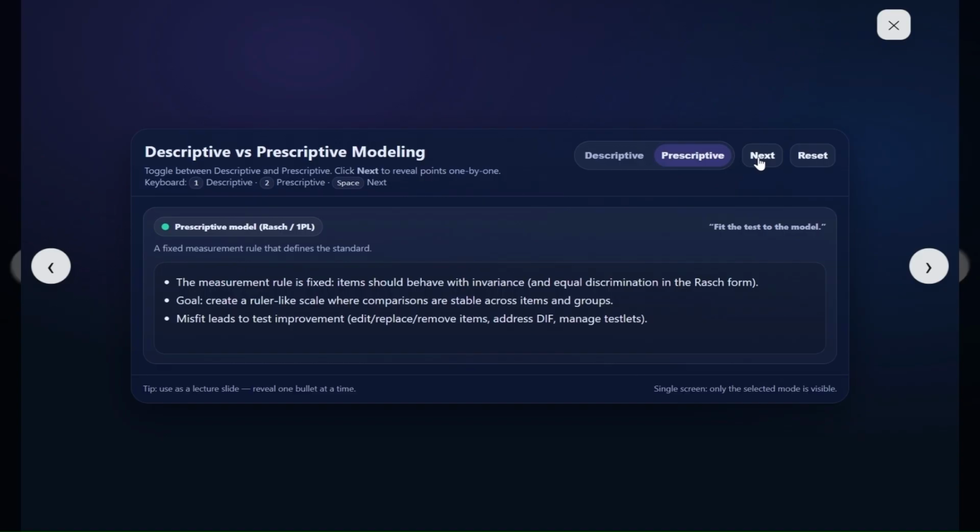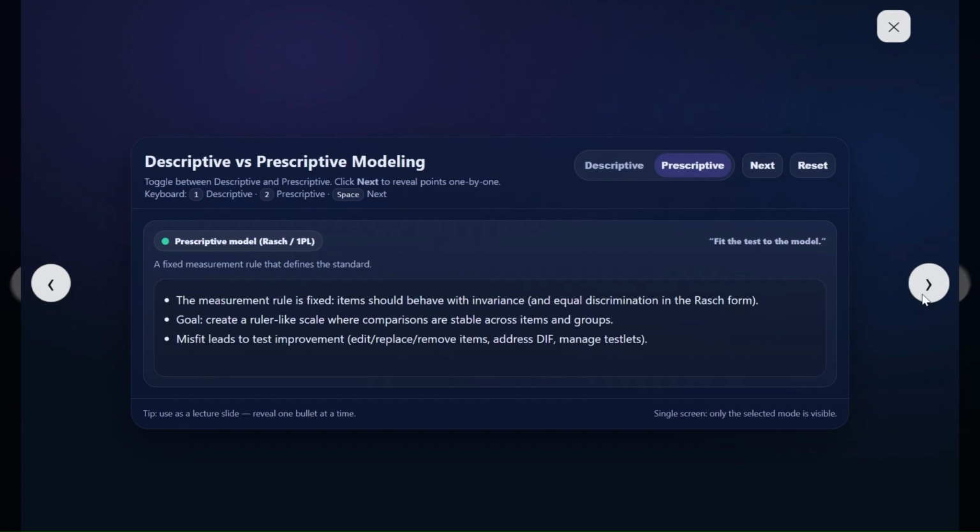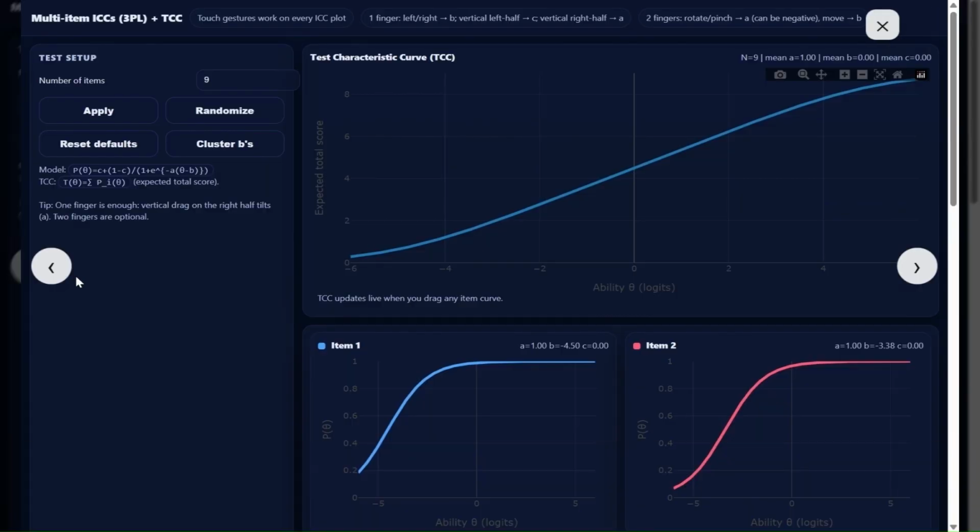Misfit leads to test improvement. If there is misfit with the Rasch model, we will revise the test itself, not the model. We keep the model, but we fit the test to the model. We edit, replace, or remove items, or address differential item functioning and manage testlets. We do these. We don't change the model. We keep the model fixed. We change the item to suit that model. Sorry.